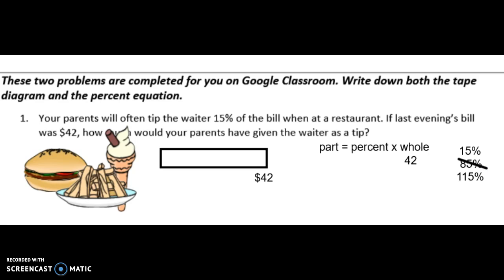So then the question is it 15% or is it 115%? And again, we go back to see what the question asks us. How much would your parents have given the waiter as a tip? So do they ask for the total bill, $42 plus the tip on top of that, or do they just want to know the tip? Because I know this cost will go up. It'll be $42 plus something, but I don't want to know the total bill. The only question it asks for is how much will they leave as a tip? And you will not leave more than $42. So the percent that I'm going to use this time is actually the 15%.